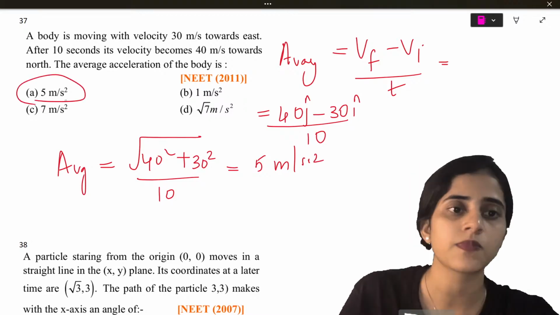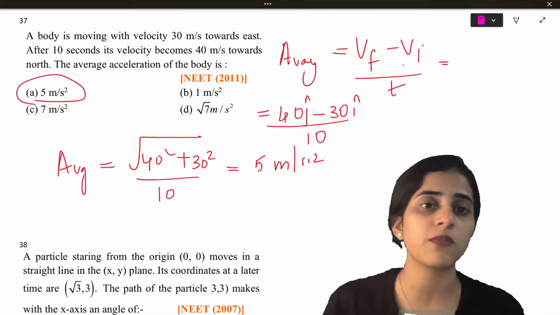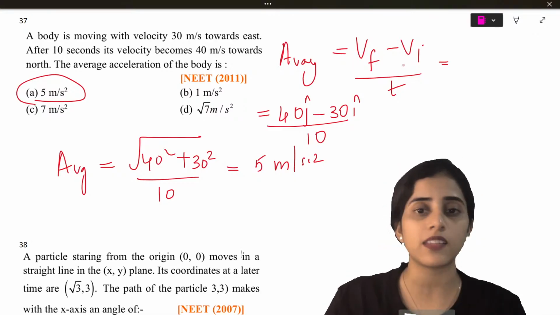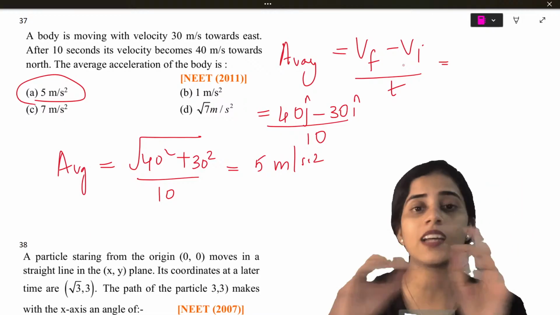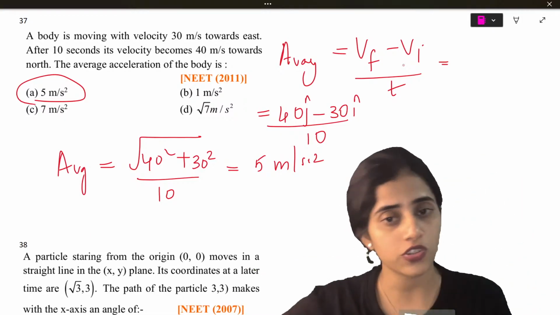Okay. So very important, direction is very important because they are not moving along the same path. One is moving in the east, the other is moving towards the north.